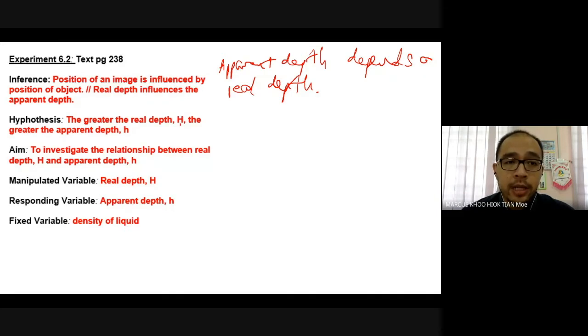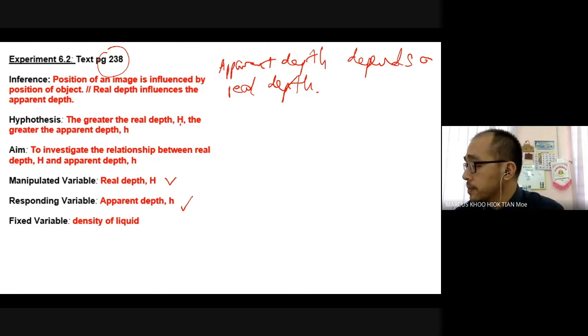The aim of this experiment, on page 238 in your textbook, is to investigate the relationship between big H and small h. The real depth is the manipulated variable, the apparent depth is the responding variable, and the fixed variable is the density of the liquid. Let me give you 1 minute to copy this, then I'm going to go to the next one.